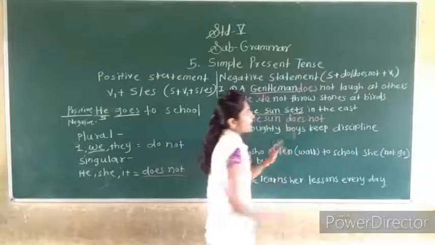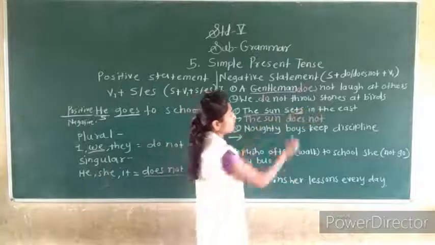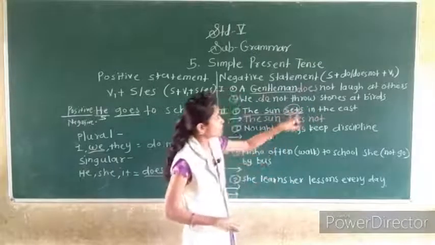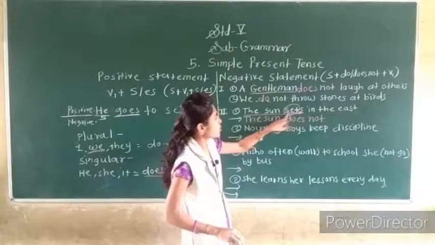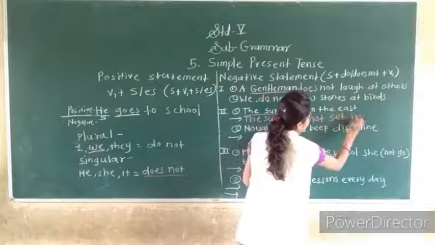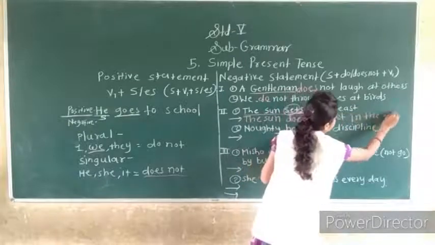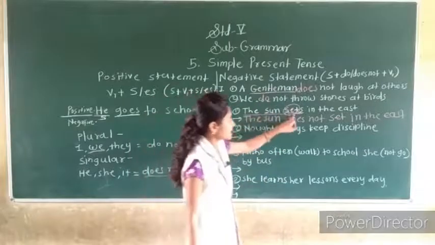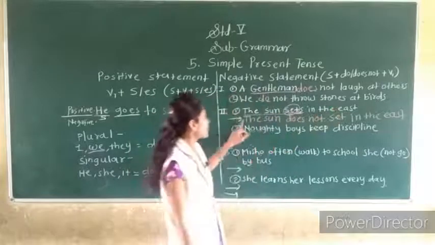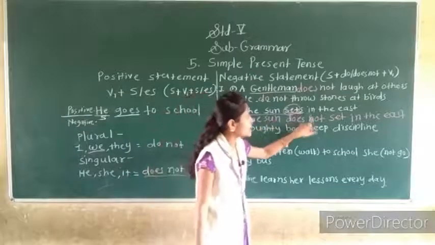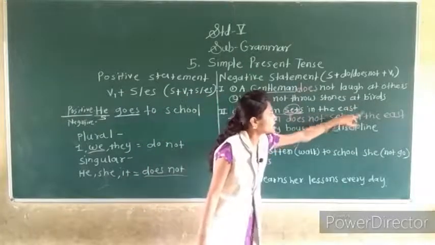Does not, and after that only verb 1. Remove the s or es, so I remove the s here. So what am I taking here? Set in the east, same sentence. The sentence is: the sun sets in the east, and the answer is: the sun, that is the subject, does not set in the east.